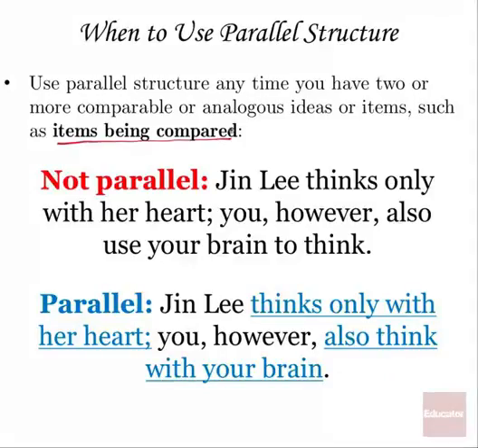You also use parallel structure when you are comparing things, items being compared. So, for example, Jin Lee thinks only with her heart. You, however, also use your brain to think. Oh, that sentence kind of went off the rails at the end, didn't it? Not parallel. Let's make it parallel. Jin Lee thinks only with her heart. You, however, also think with your brain. Note we've got the subject, Jin Lee, and you, then thinks, or think in this case because it's you, with her heart and with your brain. It's parallel, it makes more sense.